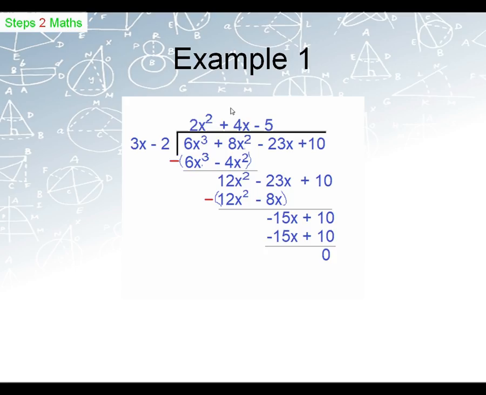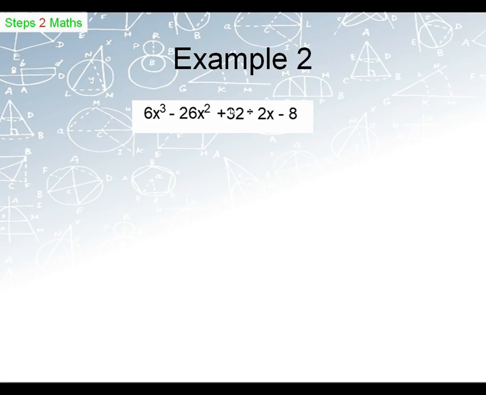That's example 1. In example 2, we have 6x cubed minus 26x squared plus 32, and we're dividing that by 2x minus 8. I should have put the 2x minus 8 in brackets there to make it clear that we're dividing the entire expression. Okay, so both of those expressions should have been in brackets. The point to watch, however, is that we do not have an x term. There's no coefficient for the x term. However, for our process to work, we want to have every power of x represented.